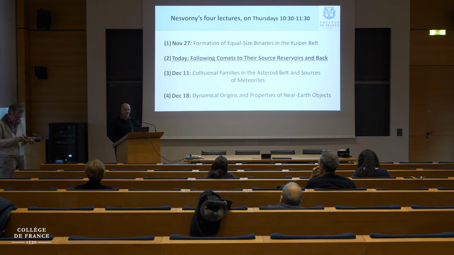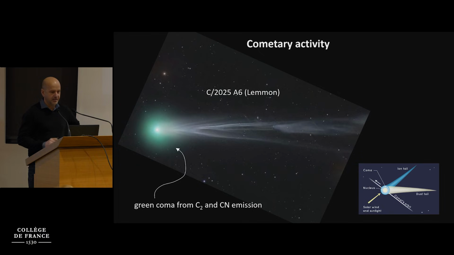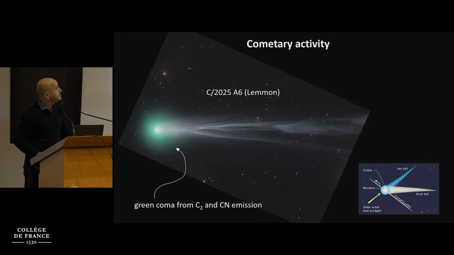Thank you. So, good morning. Thank you for coming. Today we will talk about the early evolution of the solar system. We will see how comet reservoirs form in the first place, and then how comets come back towards the Sun, where they become active. So I will start with a few pictures.